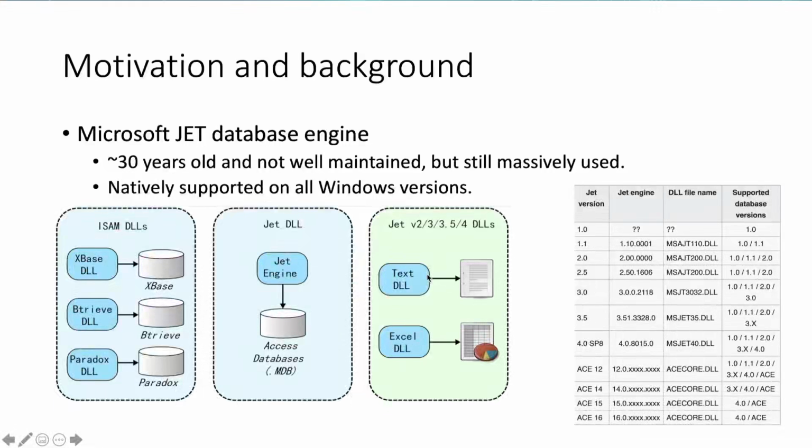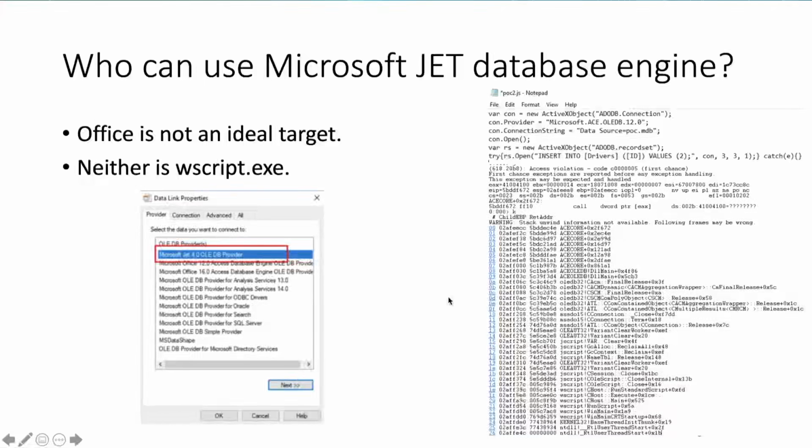It's easy to bring the Jet database to the stage. Firstly, it's very old and not well maintained, but still massively used. Secondly, it is natively supported on all Windows versions. MS Jet 4.0 is installed by default on all Windows versions. So the next question is, who is using Jet? Since there's a vulnerability in the Jet database engine, they will also be affected.